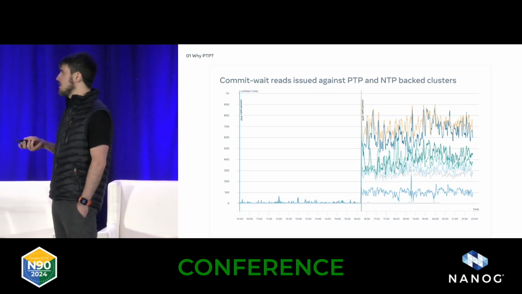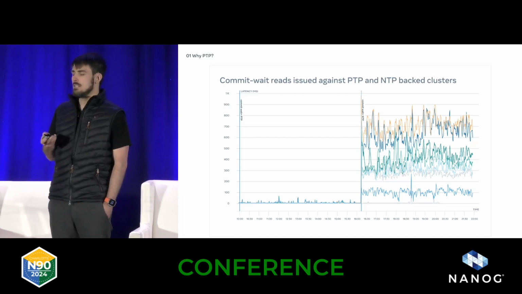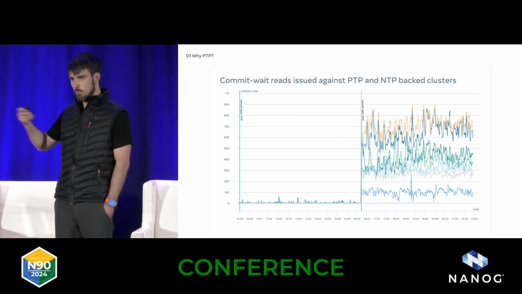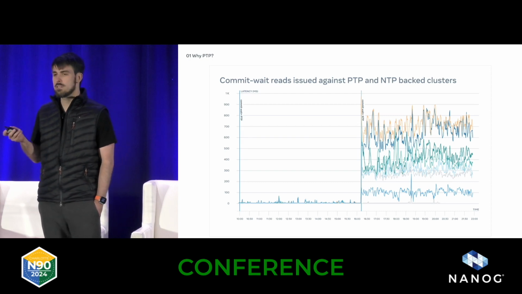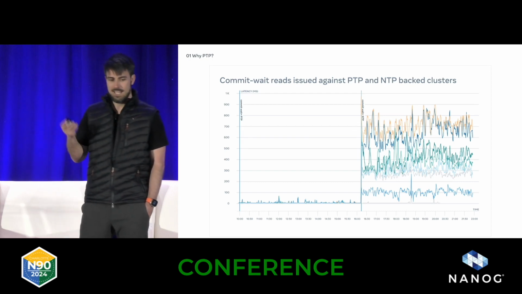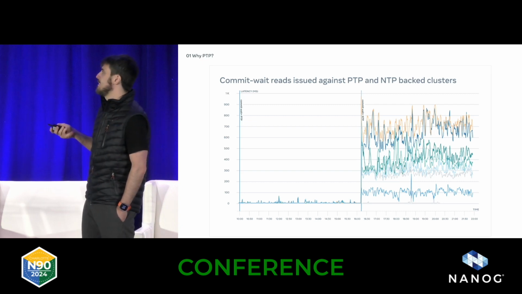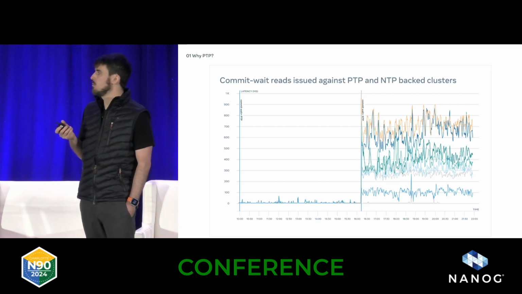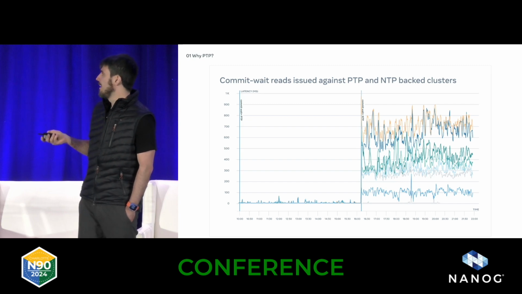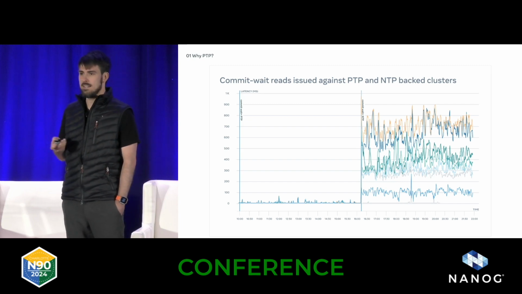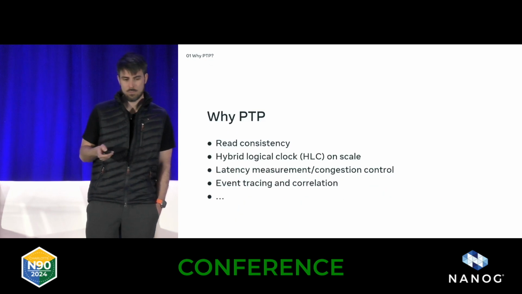On the left, you can see the reads enhanced by PTP, or precision time protocol, which take less than a few milliseconds, in the microseconds range. And on the right, you can see the linearizability or external consistency powered by NTP. So you can see there is a lot higher latency, a lot slower reads, and generally not good.